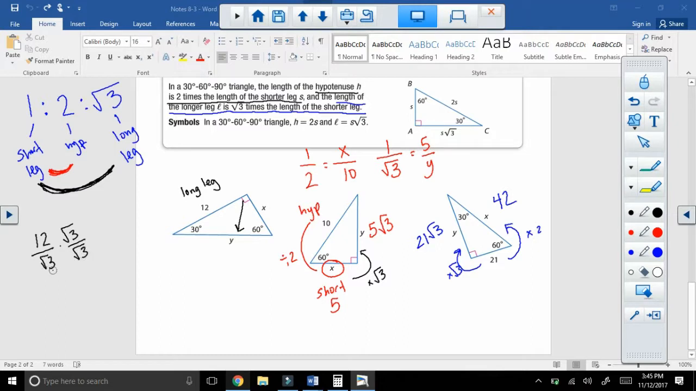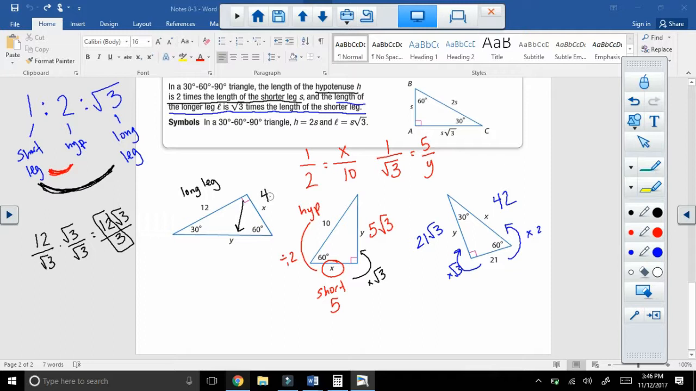So I'm going to multiply this by the square root of 3 over the square root of 3. It's going to be 12 radical 3 over 3, and then sometimes you can't simplify it. In this case we can, but sometimes it might just be written like this, where you might have like 10 radical 3 over 3, and that's just your final answer. But in this case here I can simplify it because I can divide 3 out from 12.